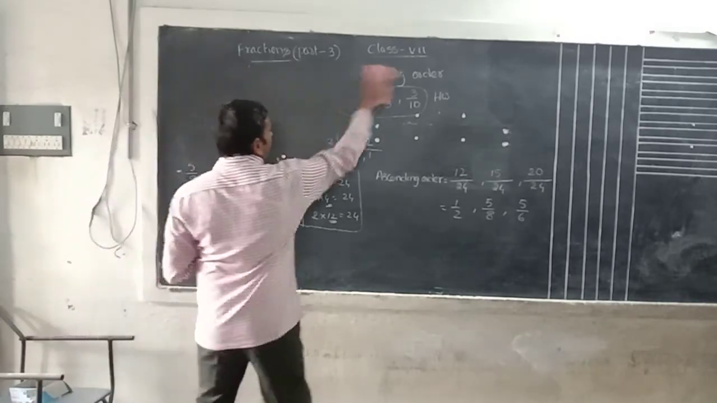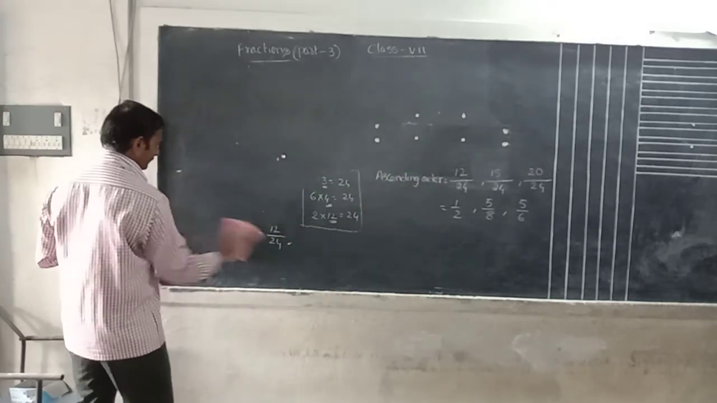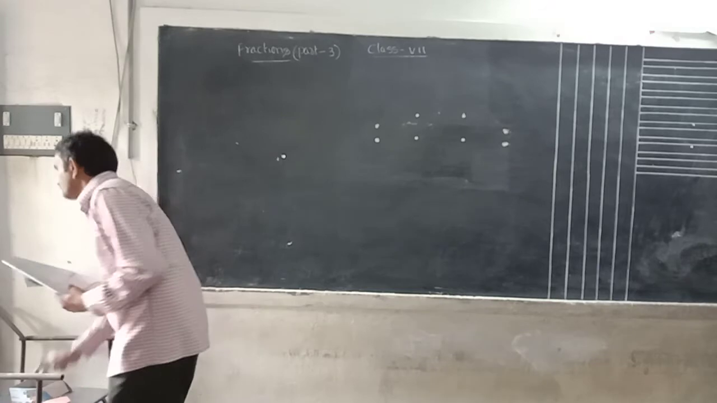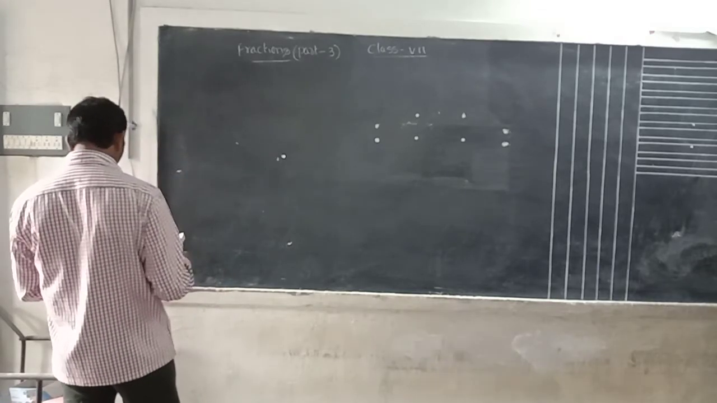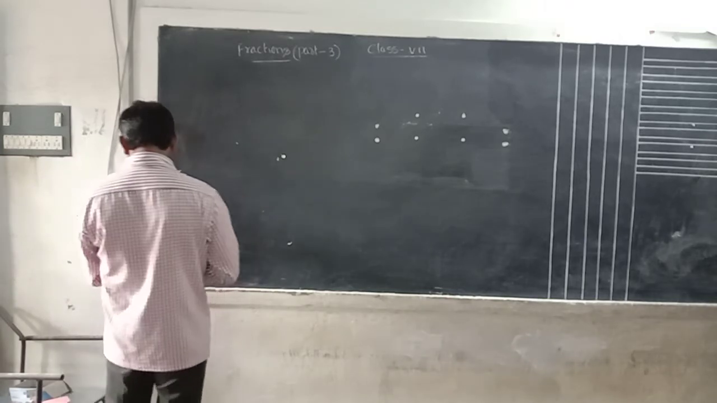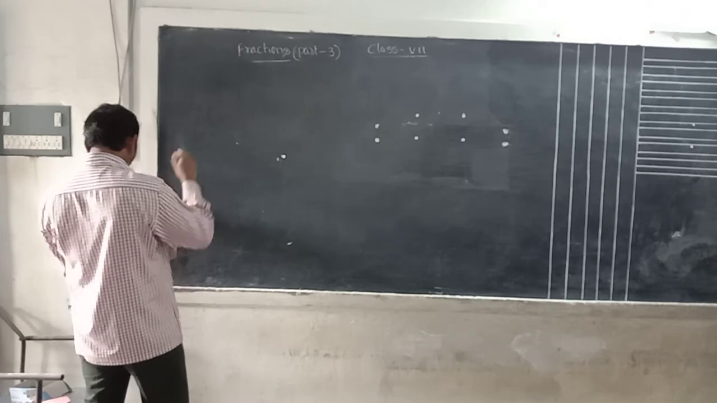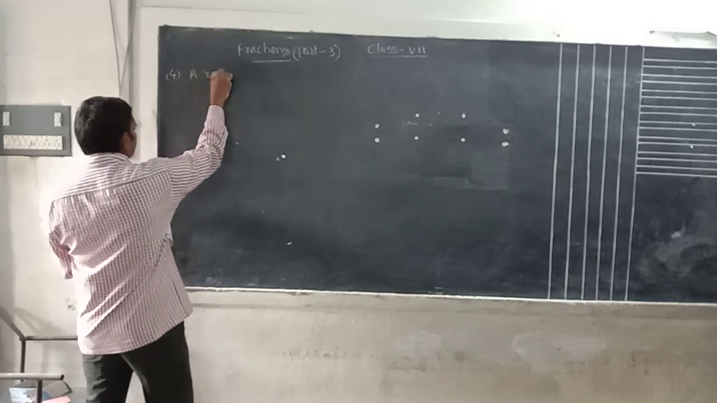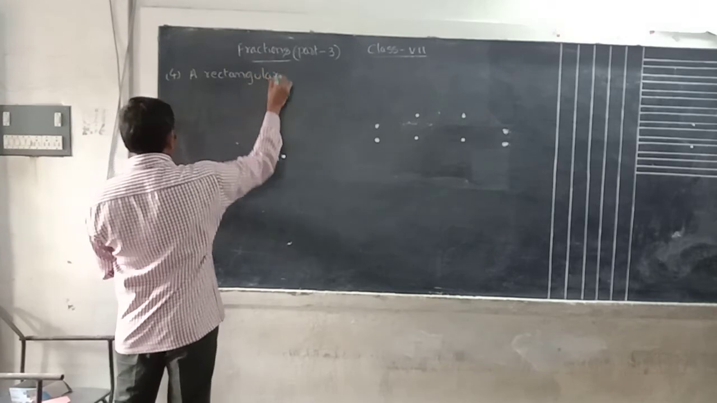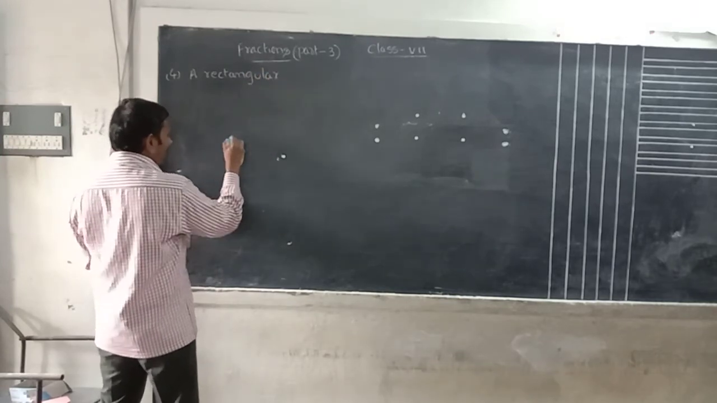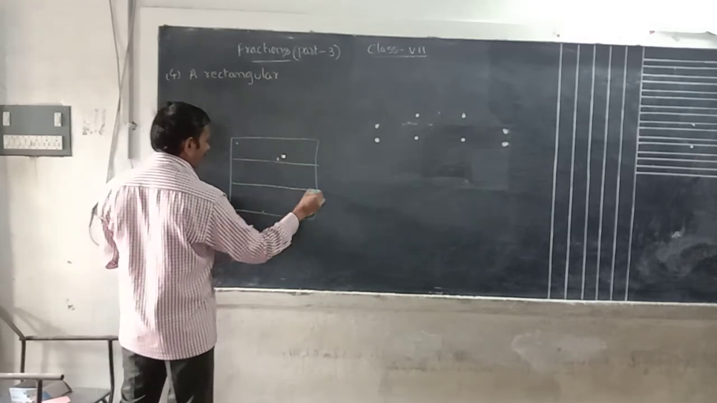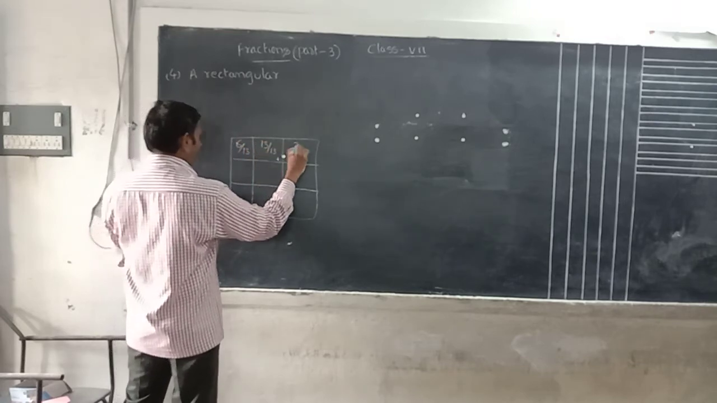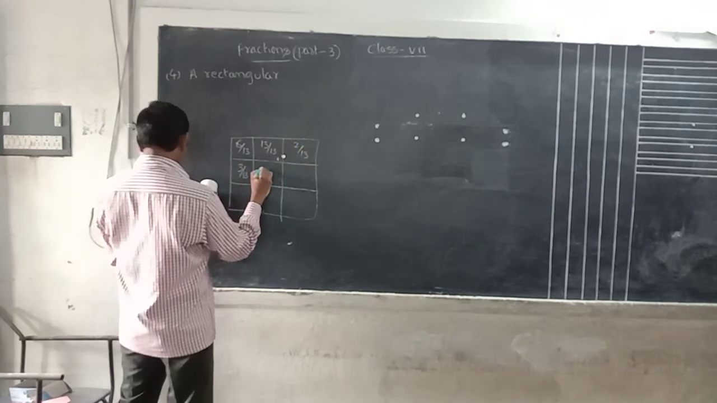We go for the third question. Third question, don't get confused. It is very simple. 6 by 13, 13 by 13, 2 by 13, 3 by 13, 7 by 13.